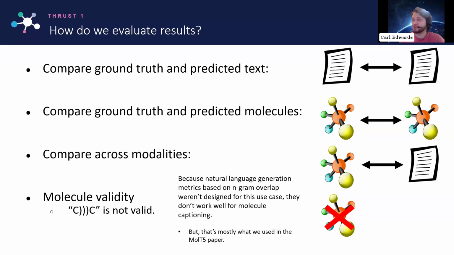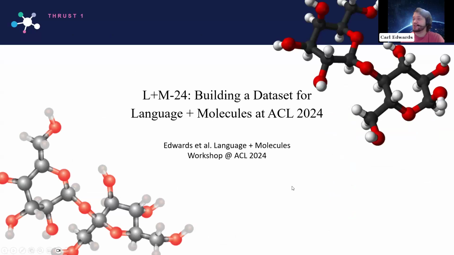But a key point here, looking back at this work, is we used a lot of natural language generation metrics since people have been working on those for a long time. However, they're usually based on n-gram overlap or similar ideas, and they're not super useful in the case of molecule captioning because you can describe a molecule in so many ways. However, that's mostly what we used. So as a way of trying to better address this evaluation challenge, we've been looking at other ways to evaluate captions.